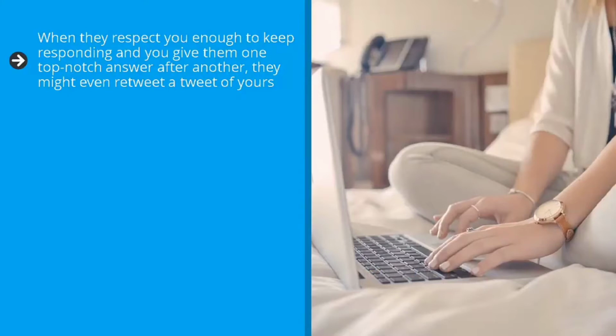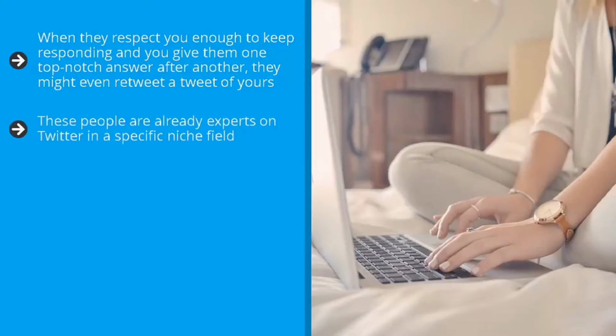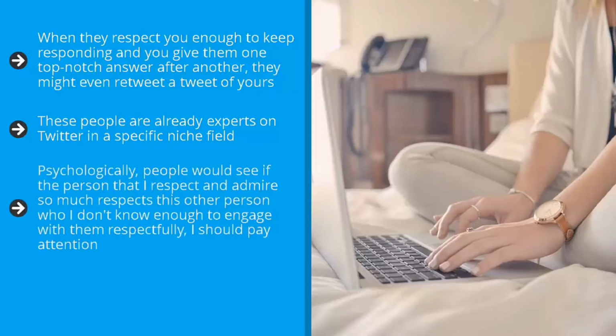This is a bonanza. Why? These people are already experts on Twitter in a specific niche field. This means that they have attracted people who consider them authorities. When they engage with your content to the point that their followers see your brand and your content, you get access to that audience. Psychologically, people would see that the person they respect and admire so much respects this other person, who they don't know, enough to engage with them respectfully. I should pay attention. If this keeps up and the person who they follow keeps repeating your stuff or keeps engaging with you, it's only a matter of time until some of their audience members would jump over and follow you as well.